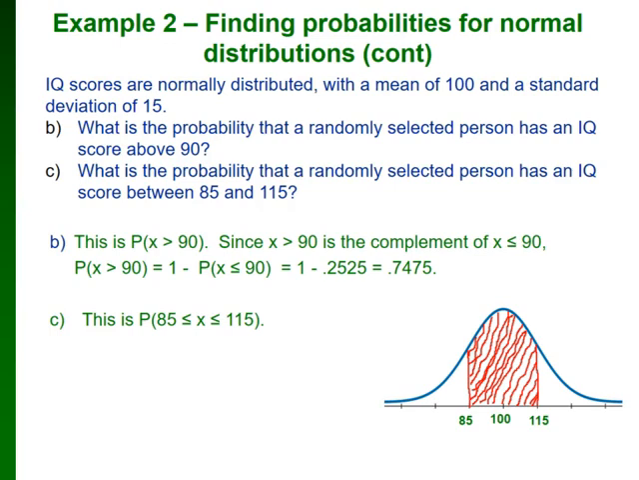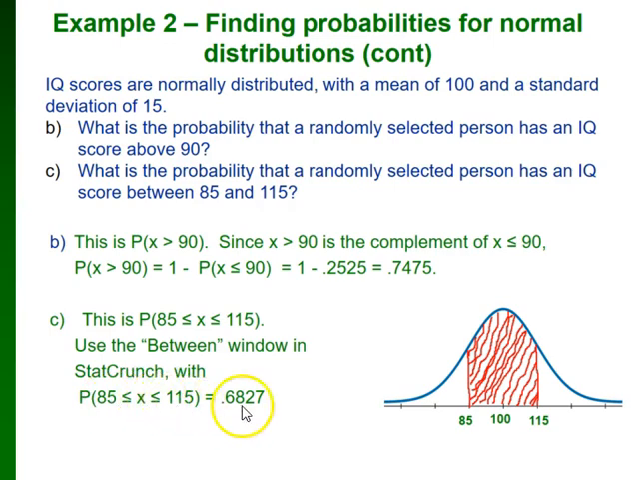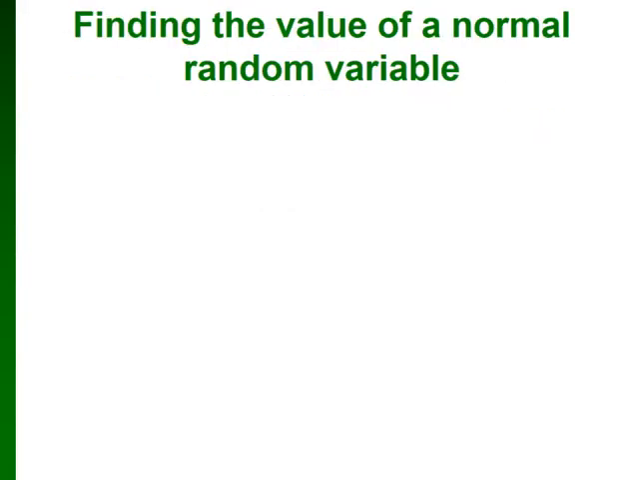To do this in StatCrunch, we would want to use the between window, put in our 85 and our 115, and we would get an answer of approximately 0.6827. That's our probability that a randomly selected person has an IQ score between these two values.